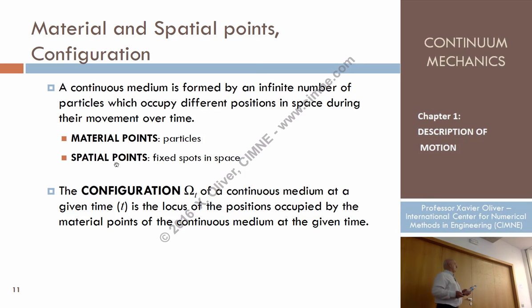What is a spatial point? Well, spatial points are spots in space. So for describing the properties of the continuum medium, I'm going to use a system of coordinates, typically a Cartesian system of coordinates. And in this system, every point of space, infinite points of space of course, is called a spatial point. So the word spatial refers to points of space. The word material refers to points of the material, our continuum medium. And that's the word that we will use to describe both issues, which are different.